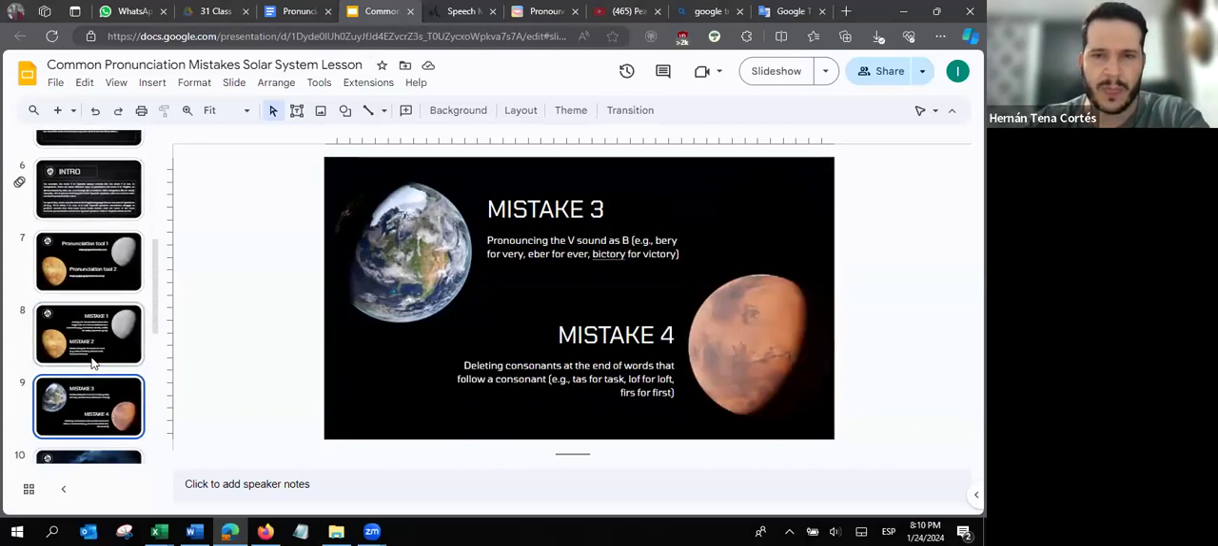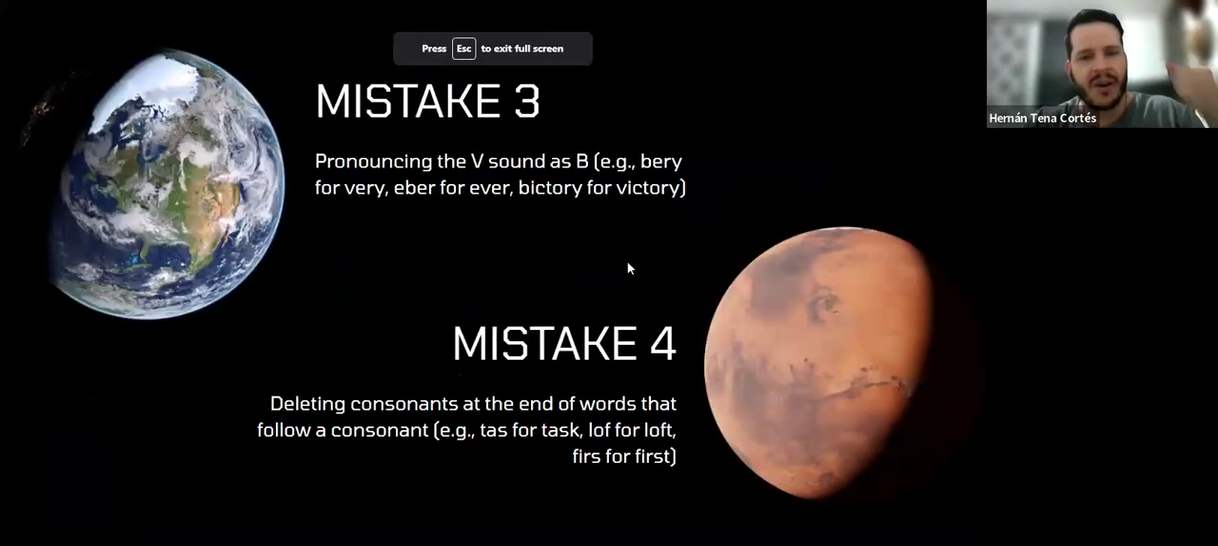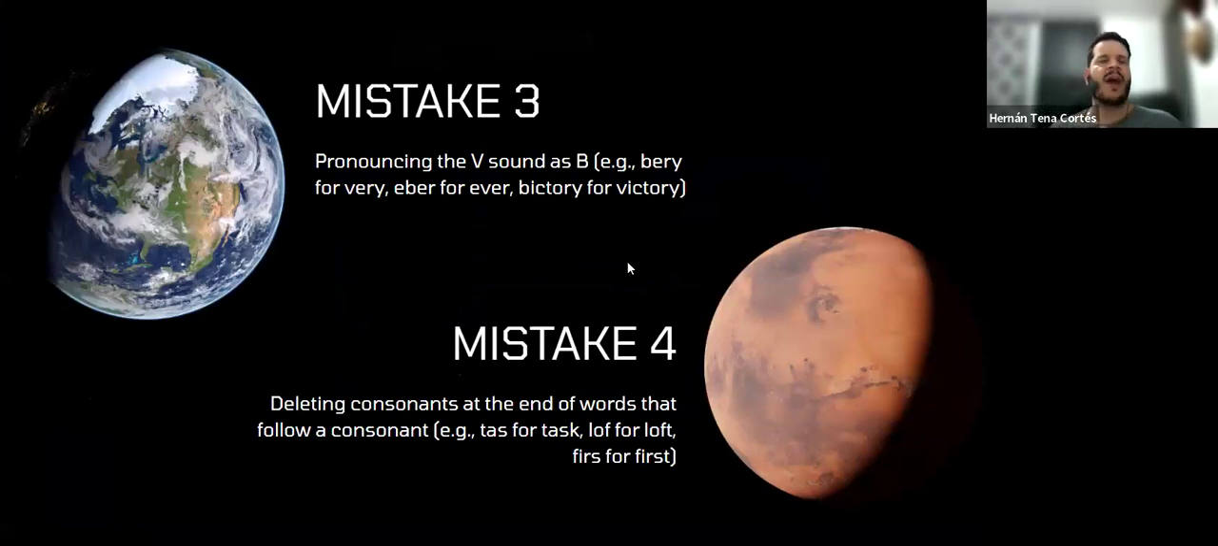So we took a look at mistake number 3, which is the pronunciation of the letter V. But another common mistake is when we are pronouncing a word that has 2 consonants at the end. Dos consonantes juntas al final. So for example, the word task. Many people that speak Spanish, when they are learning English, they don't say task, they say tas. Or maybe the word loft. They don't say loft, they say lof. Or the word first. Many Spanish speakers say firs, but they forget that T.